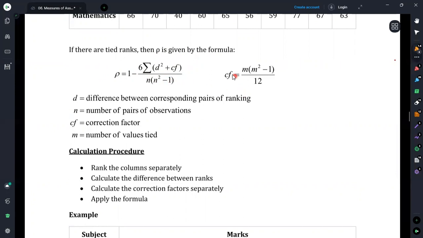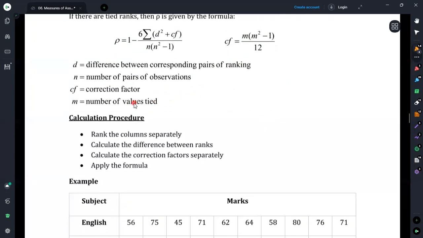And CF, the correction factor, can be obtained using the equation m times m squared minus 1 over 12. If you see the notations, d is the difference between the corresponding pairs of rankings, n is the number of pairs of observations, and m is the number of values tied. Therefore, using this equation, we can calculate the Spearman's rank correlation coefficient if we have tied rankings.